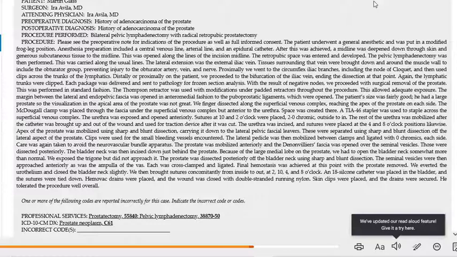The lateral extension was the external iliac vein. Tissues surrounding that vein were brought down and around the muscle wall to include the obturator group, preventing injury to the obturator artery, vein, and nerve. Proximally, we went to the circumflex iliac branches, including the node of Hoek, and then used clips across the trunks of the lymphatics. Distally, we proceeded to the bifurcation of the iliac vein, ending the dissection at that point. Again, the lymphatic trunks were clipped.